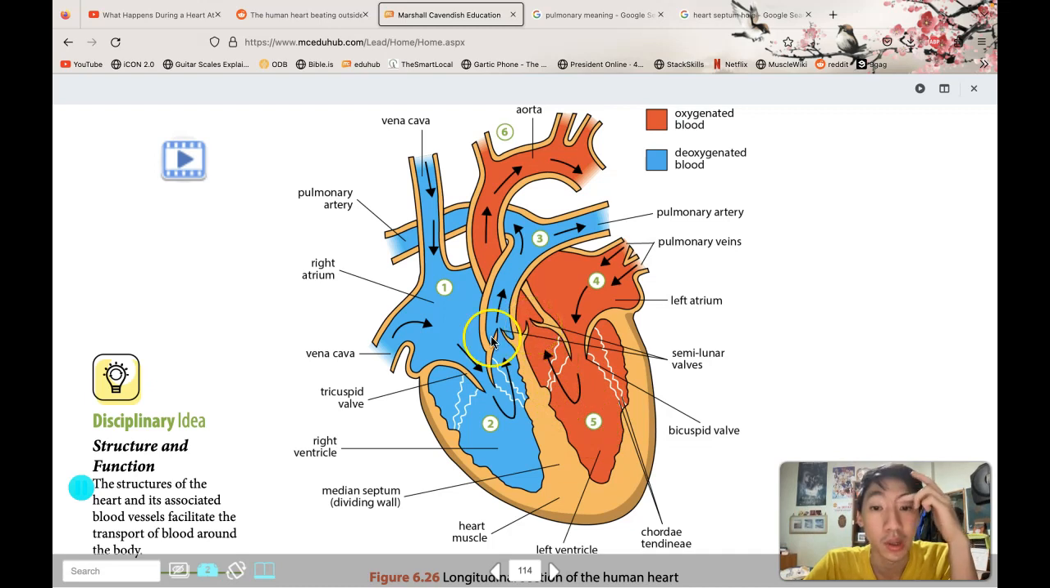Okay, I forgot to mention there's also the semilunar valve over here also. So this goes underneath, like a bridge, you know, there's a bridge and there's an underpass thing.